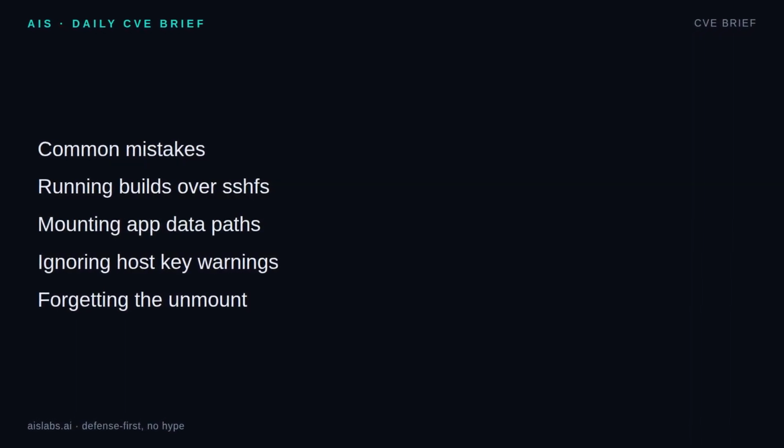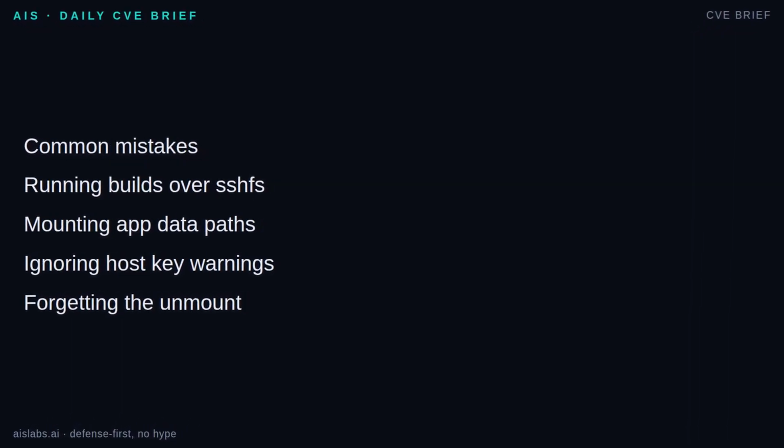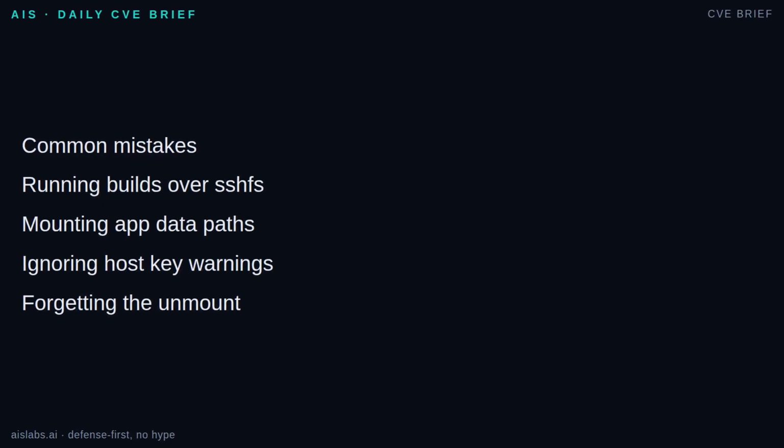The first mistake is running builds over SSHFS. Compilers, package managers, node modules, Python virtual environments, and test suites can hammer metadata. You will blame SSHFS, but the workload is wrong for it. The second mistake is using SSHFS as a production data path. An application writes uploads there, a service reads configs there at boot, or a database uses it for storage. Do not do that. Use proper deployment, rsync, object storage, NFS with deliberate design, or local disk.